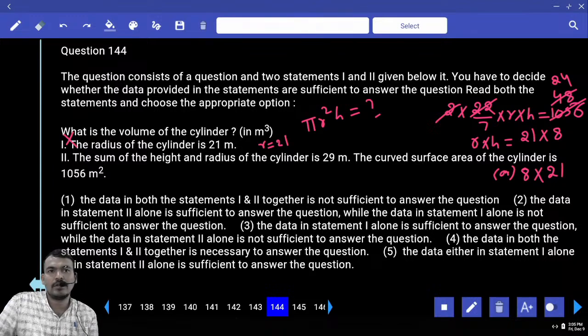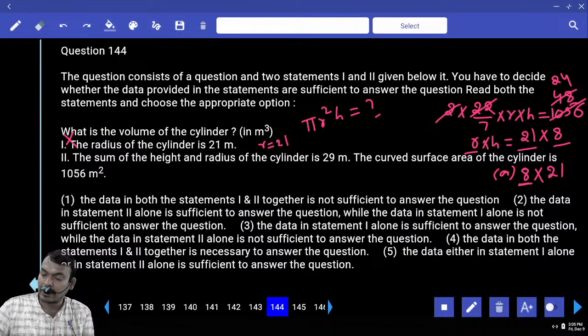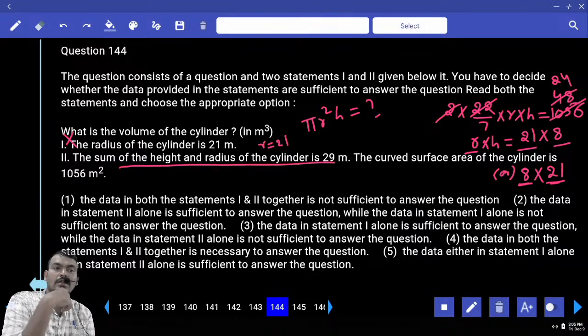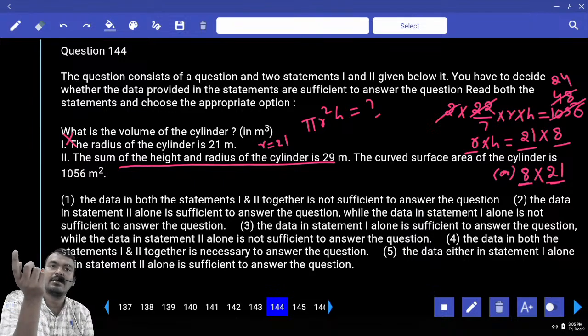Either 8 into 21 or 21 into 8. If radius 21 is taken, height must be 8. If height 8 is taken, sorry, radius 8 is taken, height is 21. 2 possibilities or only 1? 2 possibilities. And one more, the sum of the height and radius is given as 29. R plus h is 29 means r value 21, h must be 8. Suppose r is 8, h must be 21. 2 possibilities or only 1?